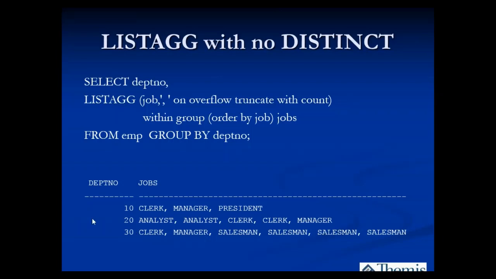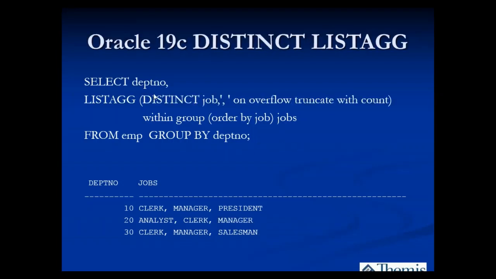So you can see down here, Department 10 has a clerk, a manager, and a president, but Department 20, we have an analyst, a couple of analysts, a couple of clerks, and a manager. So it shows the duplicates there by default when we do that. If we throw in the distinct keyword like you see on this particular slide, you can see all the duplicates down below were suppressed. So that's pretty cool.